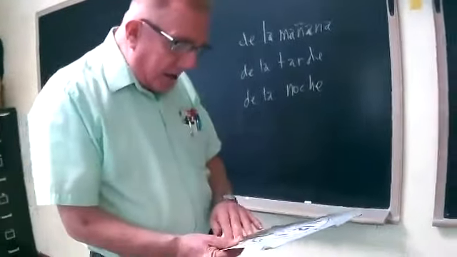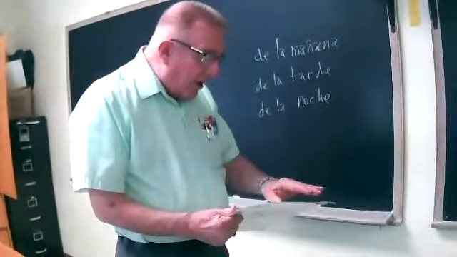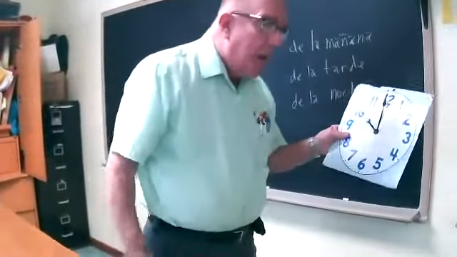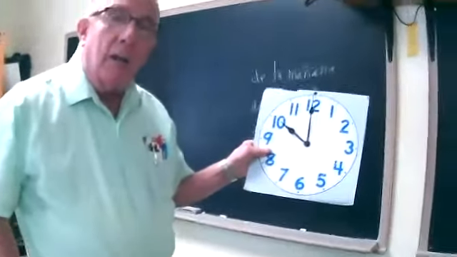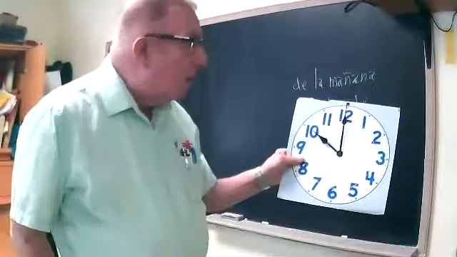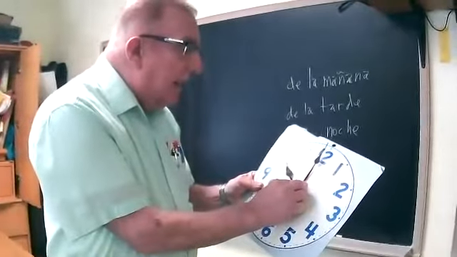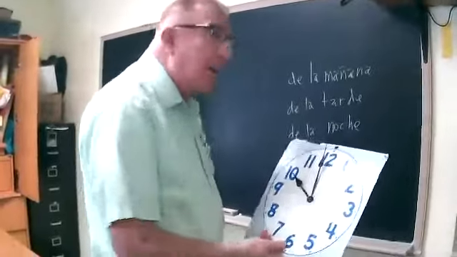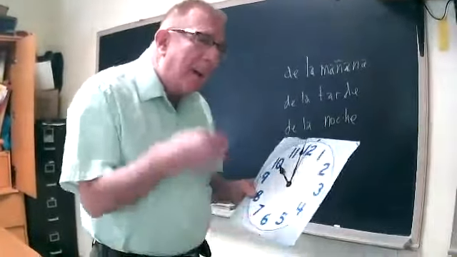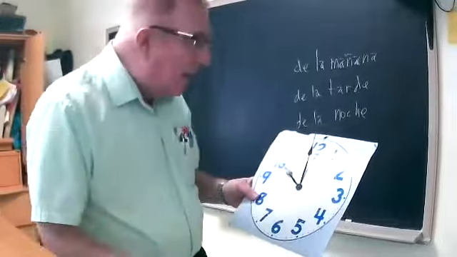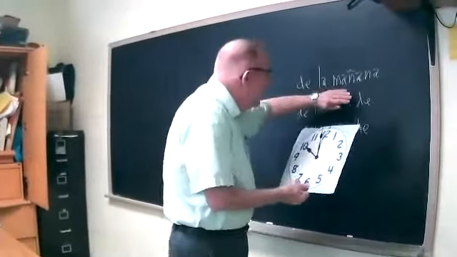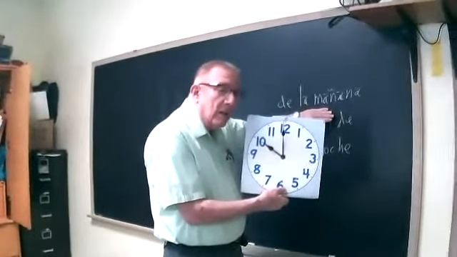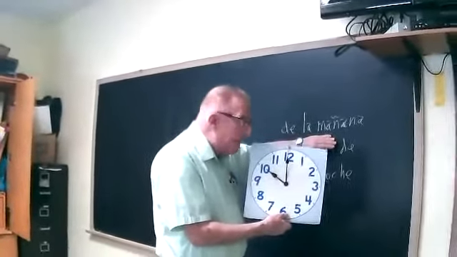Now we want a clock that's going to start a little more controversy. Let's go to 10. Remember what you do for a plural hour? You put son and las in front of it. So son las diez. And it's 10 o'clock in the morning. Well, you don't say buenas mañanas, you say buenos días in the morning. But here it would be son las diez de la mañana. It's 10 o'clock in the morning.